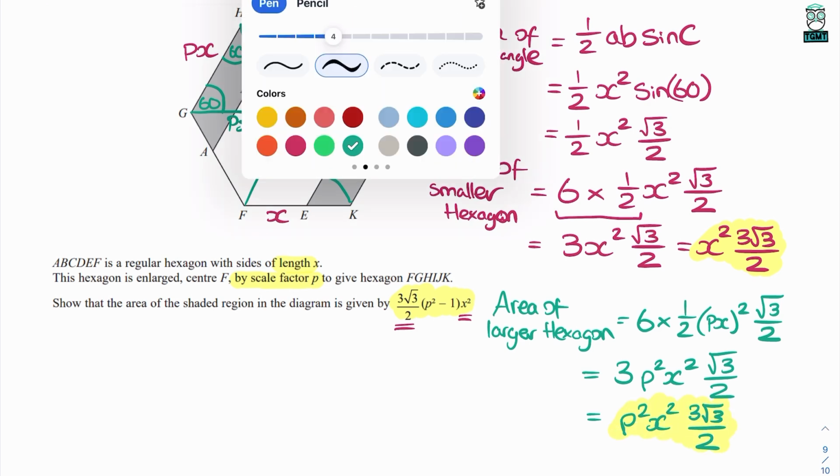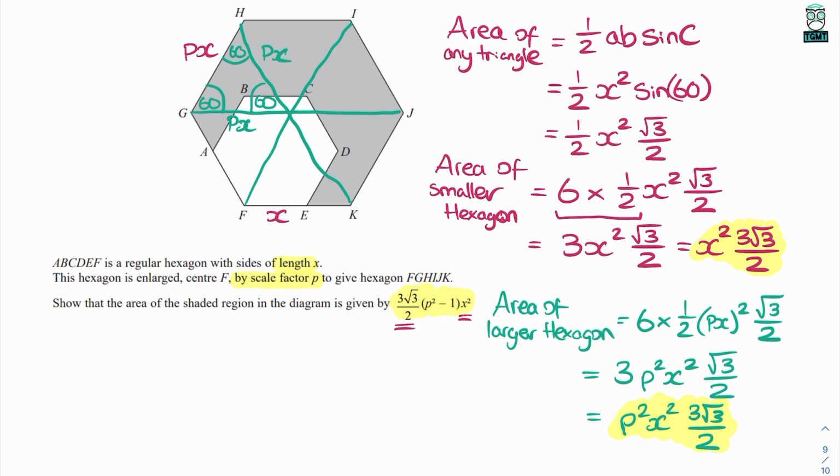And as you can see, they both obviously look relatively similar. The only difference being is that we have that p squared instead of just x squared on its own. So in order to find the area of the shaded region, we take the larger area and subtract the smaller area. And if we write that out, that gives us p squared x squared 3 root 3 over 2, take away, and our smaller area, which we've got highlighted over there, is x squared 3 root 3 over 2. So that is actually the answer for the area. Okay, we can't actually subtract those away from one another. That is our final answer.